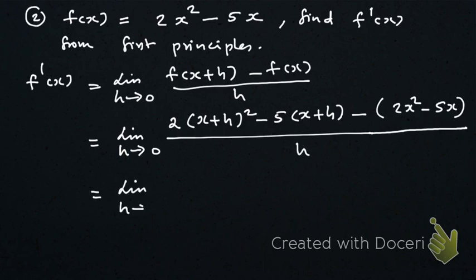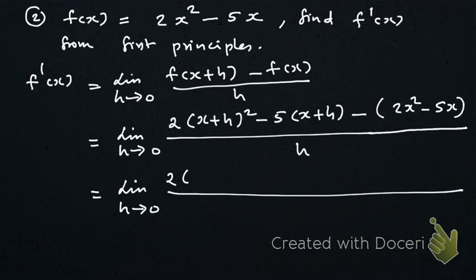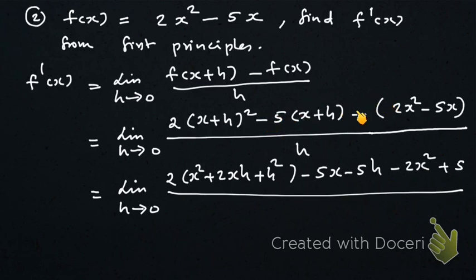To expand this, limit h tending to 0 of 2 into, this is like a plus b the whole square. What is a plus b the whole square? A squared plus 2ab plus b square. So a square, which is x square, plus 2ab will be 2 into x into h, plus b square will be h square. Then I open the bracket with minus 5, so minus 5x and minus 5h. Here I open the bracket with the minus sign, so I get minus 2x square plus 5x.